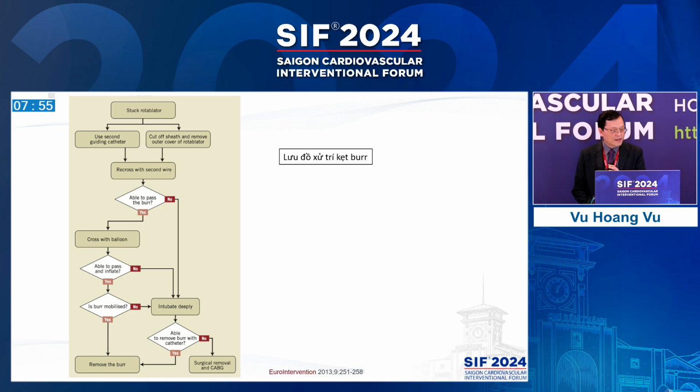So using a second wire is the first step. If we cannot withdraw the burr, we use a balloon. And if we cannot, we can intubate deeply and remove the burr with the catheter. If we cannot remove the burr with all these solutions, we have to go for surgery.